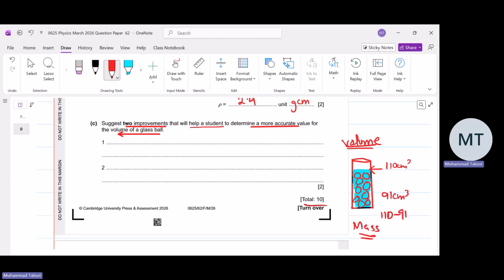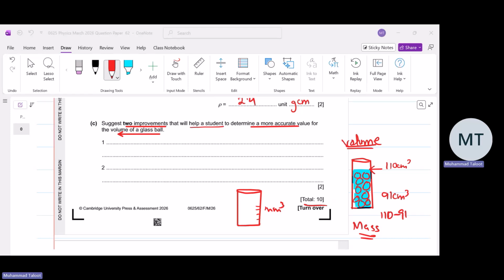The other way I told you, the second improvement which you can add here, use measuring cylinder with smaller scales. Smaller scales mean that you can even measure in millimeter cubes. So you are getting more accuracy value, accurate value. You are measuring very, very minute value as well.